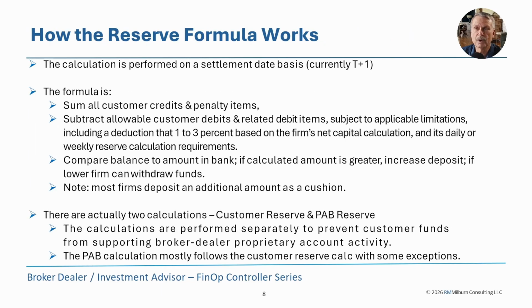So how does the formula work? First of all, you want to sum up all the customer credits plus any penalty items. And you want to sum any customer-related debits less a 1 to 3% charge. Subtract the debits from the credits. And if the remainder is a net credit, then deposit that amount into the special bank account. However, usually a firm will deposit more than the calculated amount so that a cushion is available in case of errors. Both the customer reserve and the bank dealer proprietary account reserve must be done at the same time.